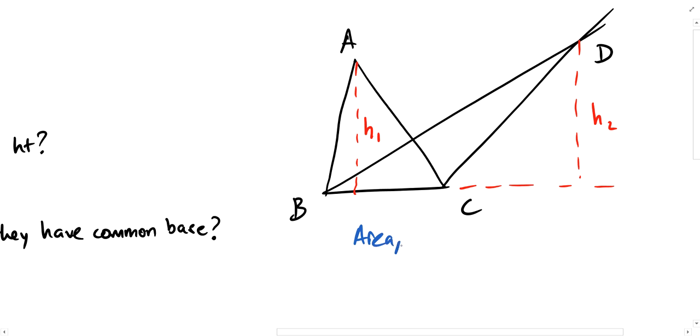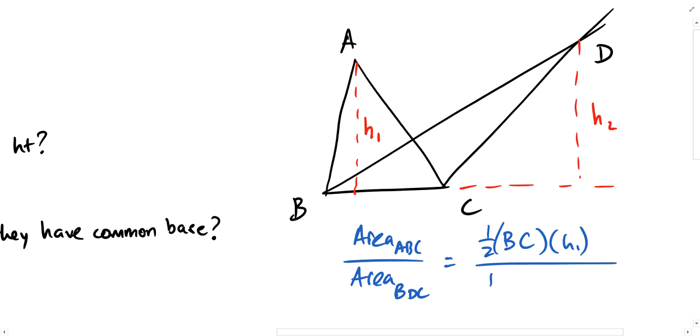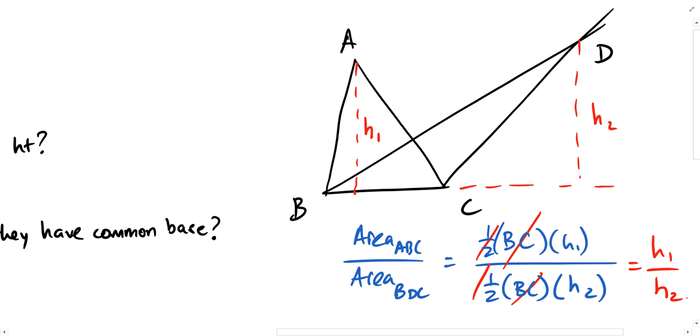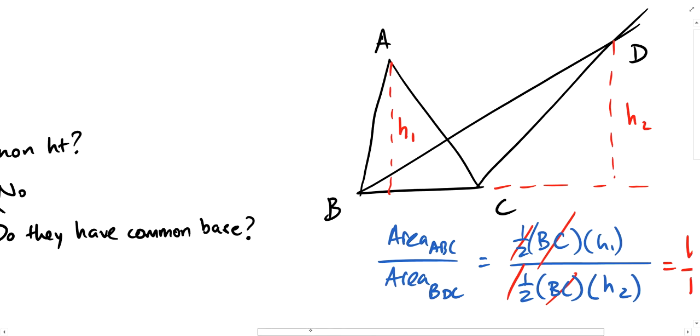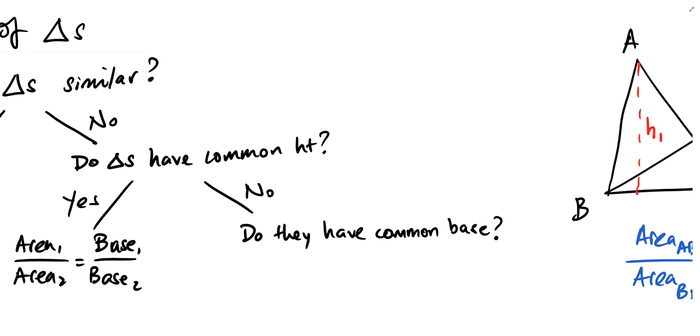Area ABC over area BDC equals half times BC times H1 divided by half times BC times H2. Am I right? They can cancel again, because they have the same base. So the answer will be H1 over H2. Okay? So it is just a variation of do they have the common height.